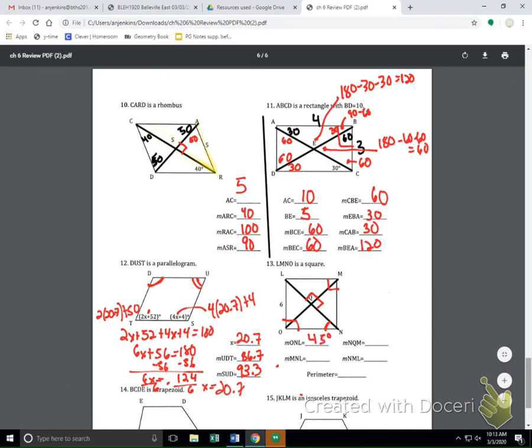Our next one is MNL. MNL, that's this one right here. What's that one going to have to be? 45 degrees. Yep, same reasoning. And then we have NQM. So this one, be careful. NQM is, which one? 90. And then we have NML. What does that have to be? 90. And then it wants us to find the perimeter. What do we know about the sides inside a square? All the sides are congruent. So it's going to be 6 plus 6 plus 6 plus 6, which is 24.